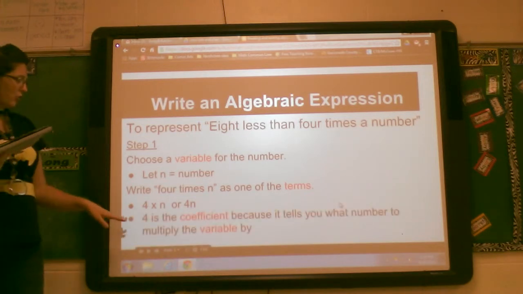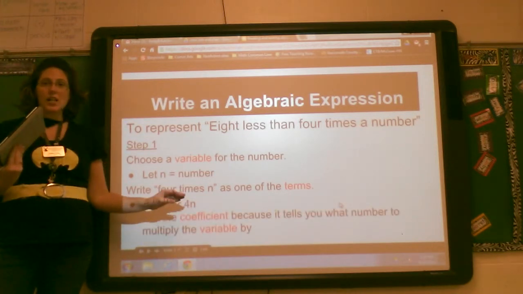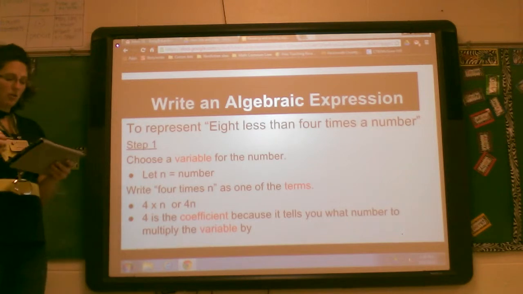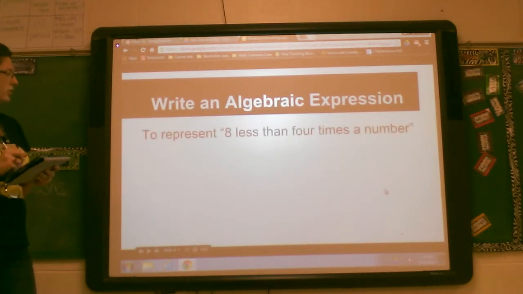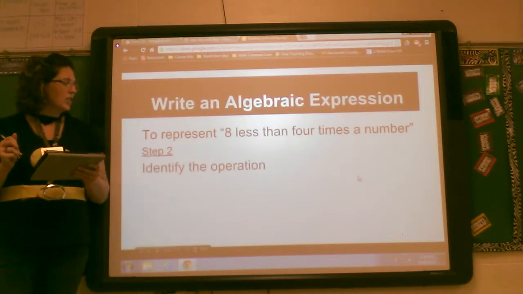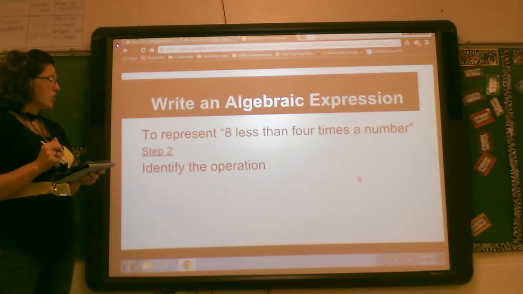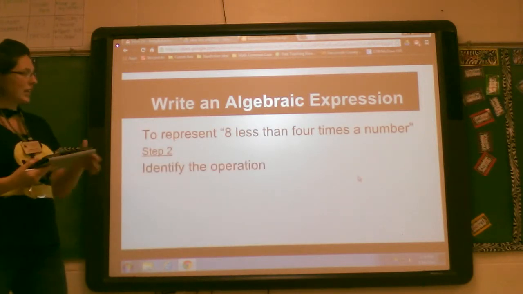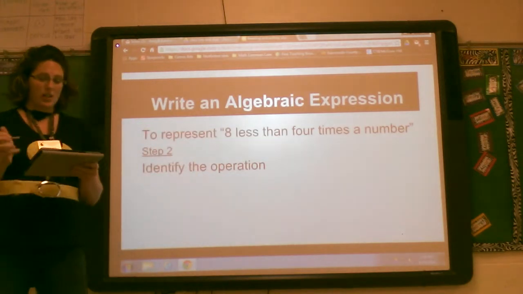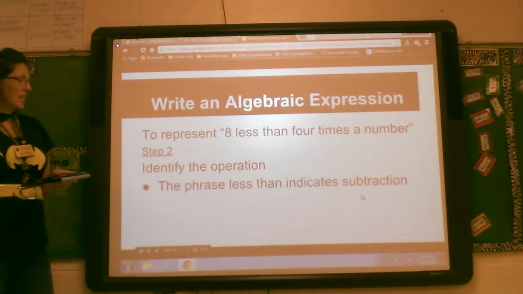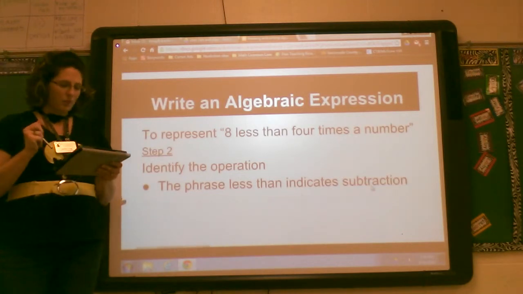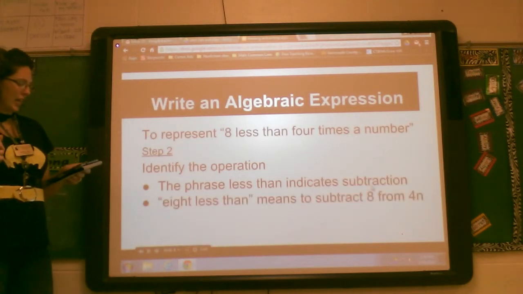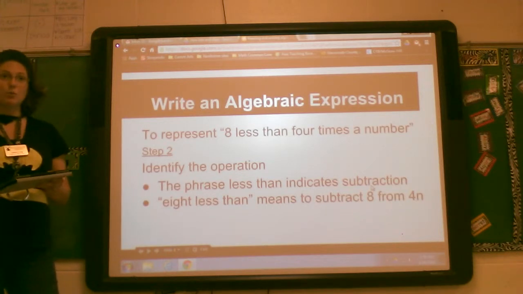In this case, your 4 is going to be your coefficient because that tells you what number we're multiplying times our variable. Okay, step 2. We need to identify the operation. So when we look at 8 less than 4 times a number, we see that phrase less than, and we know that indicates to subtract. So 8 less than means to subtract 8 from 4n.